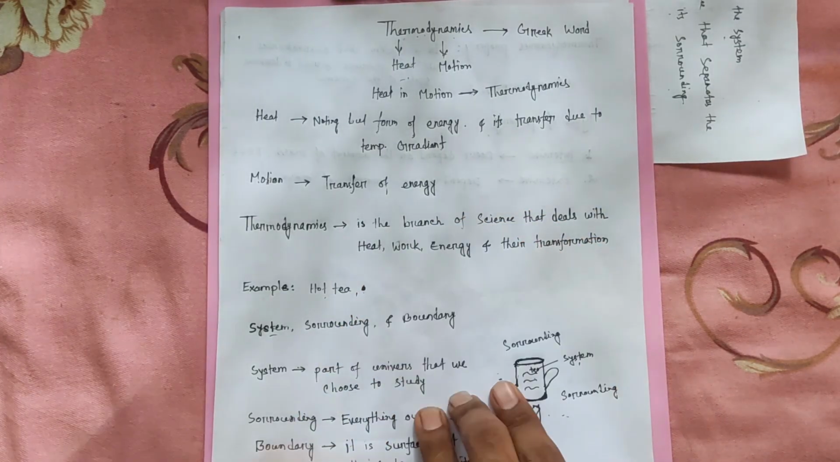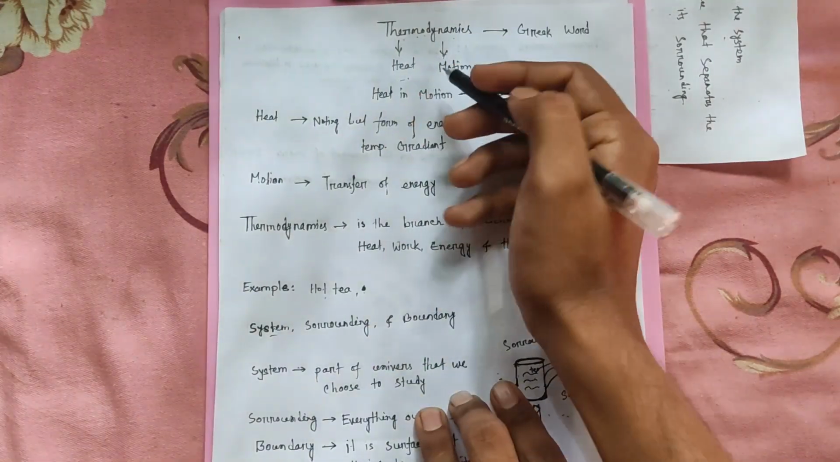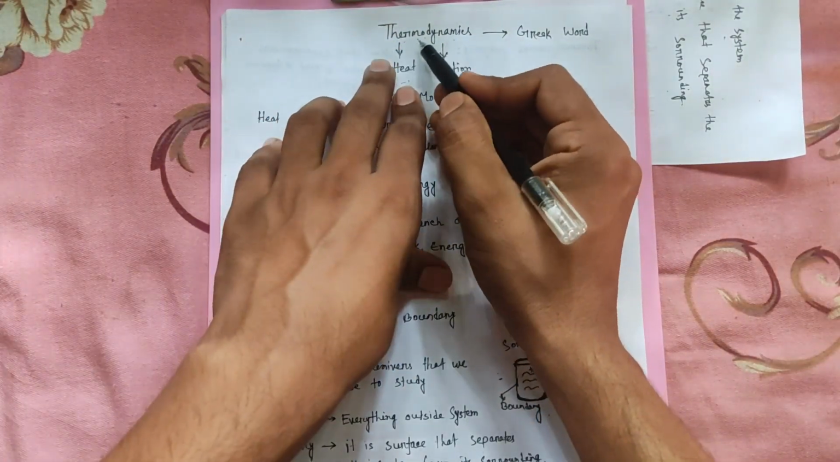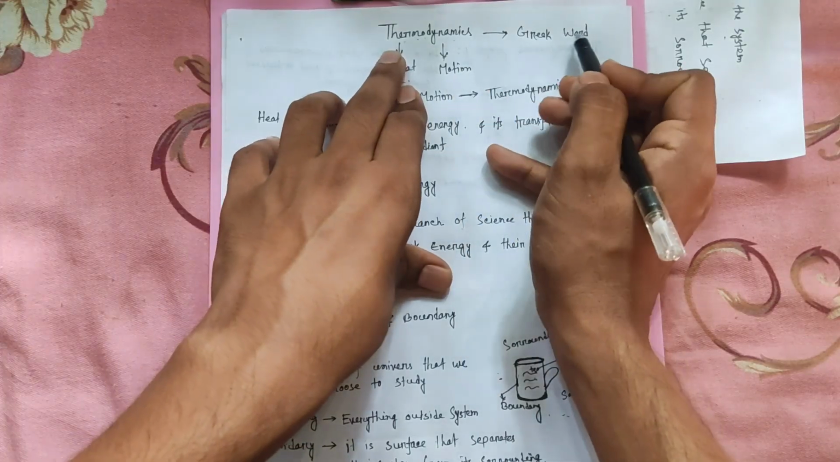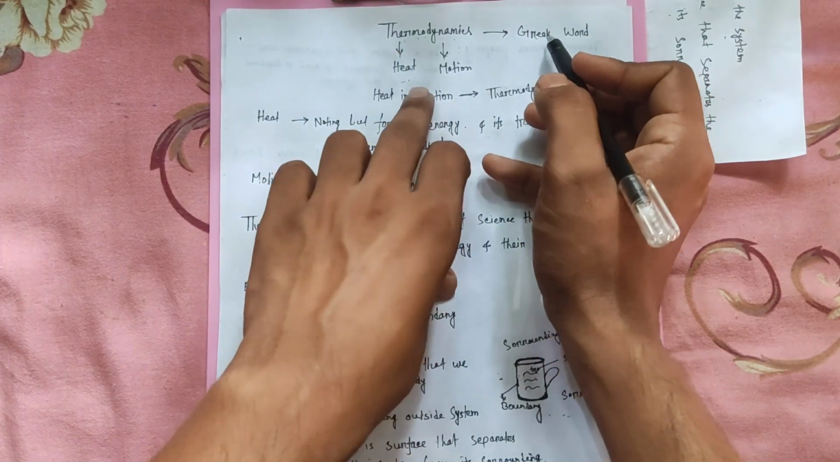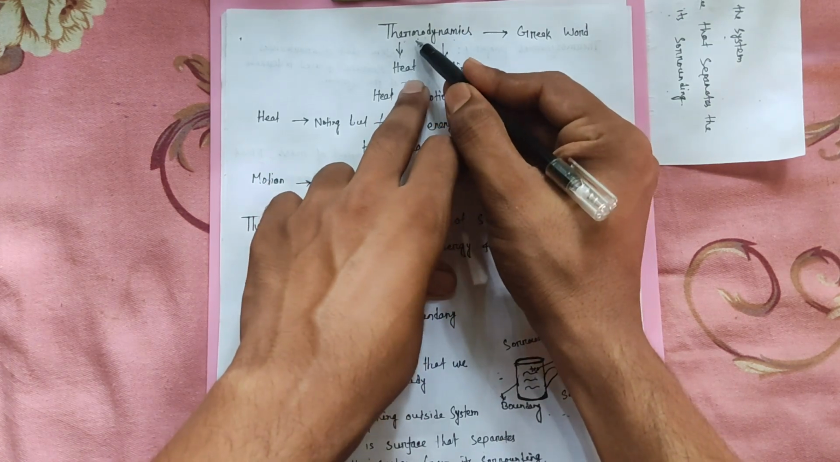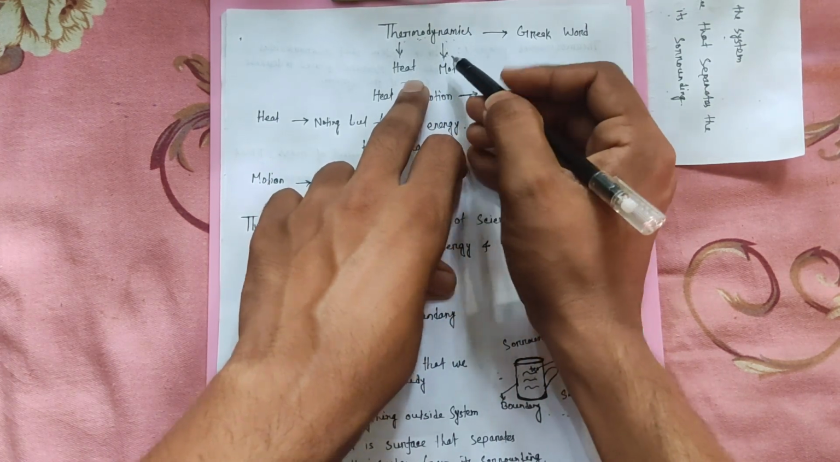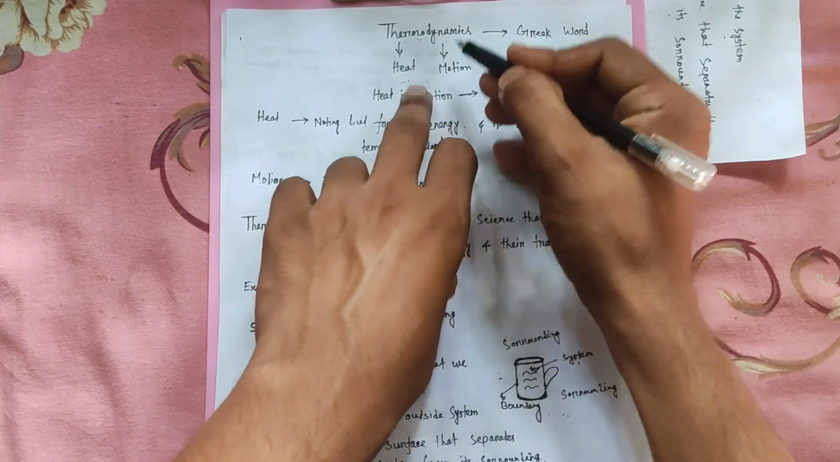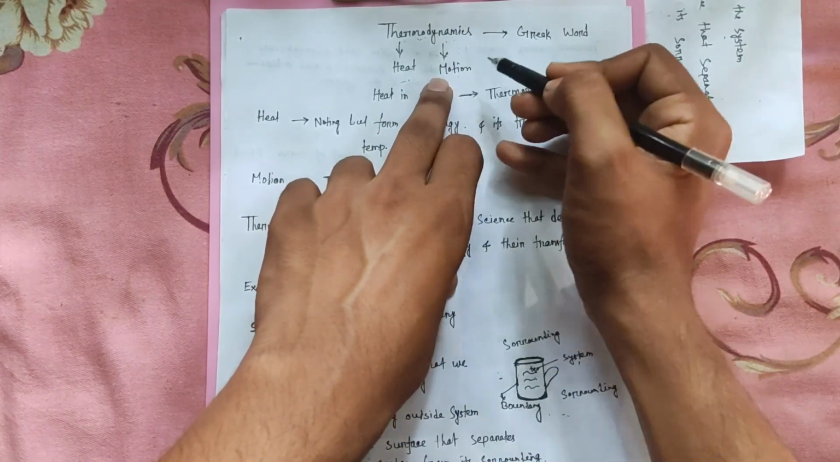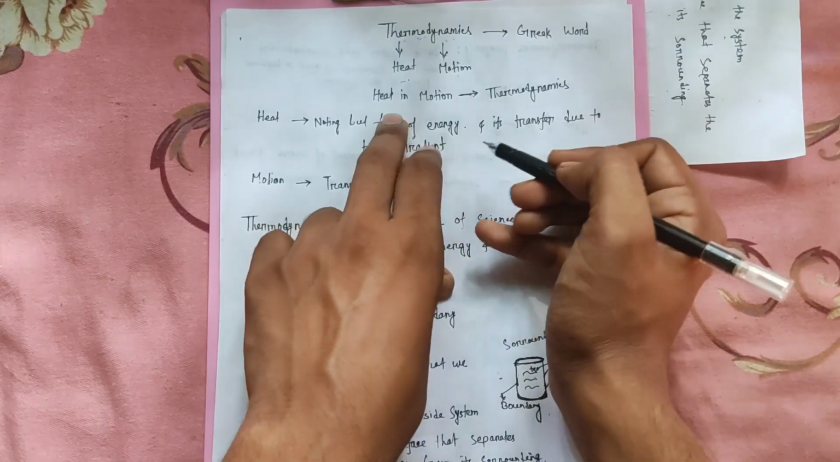Okay, so let's start with the basic question. What is thermodynamics? The word thermodynamics comes from a Greek word. It has two parts. First one is thermo and second one is dynamics. Thermo means heat and dynamics means motion. Then heat in motion is thermodynamics.